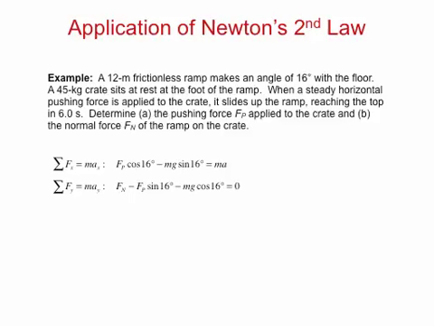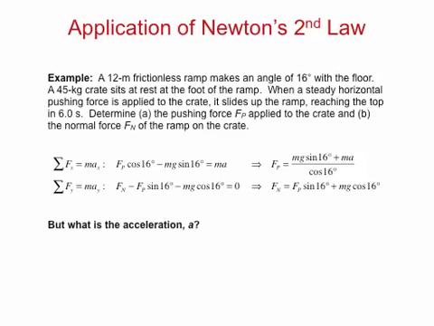There are two unknowns in the problem, F_p, the magnitude of the pushing force, and F_n, the magnitude of the normal force. So we can now solve the first equation for F_p and the second equation for F_n, like so. We know m and g, so if we only knew a, we could evaluate the first equation to get F_p. And once we have F_p, we can plug it into the second equation to determine F_n. But what is the acceleration?